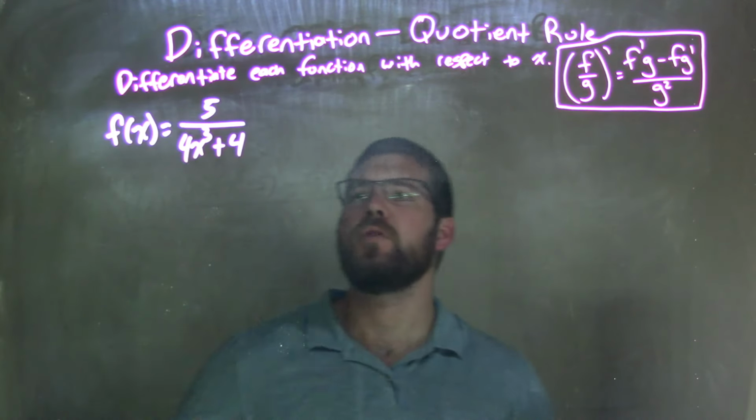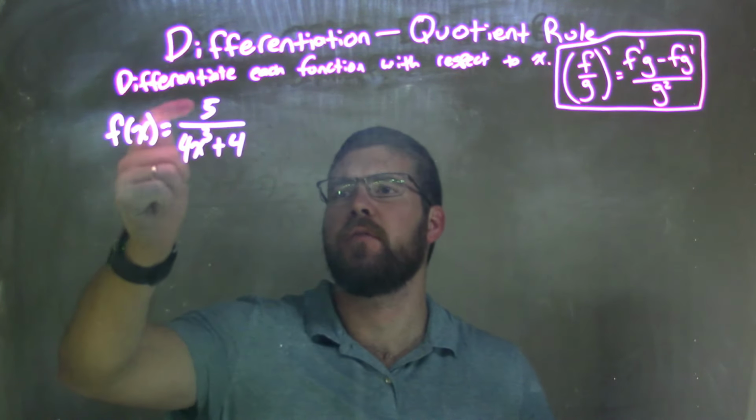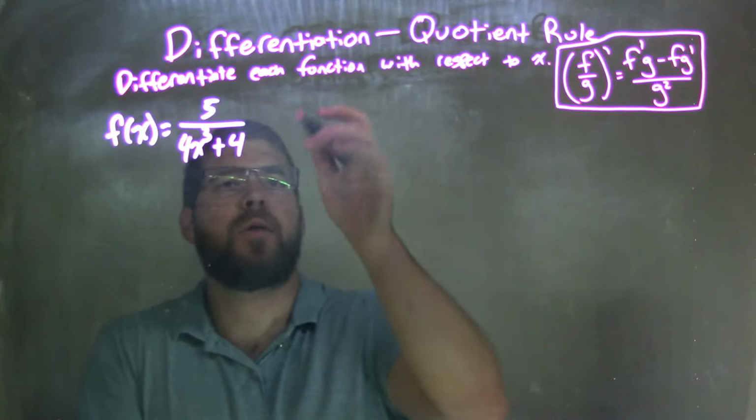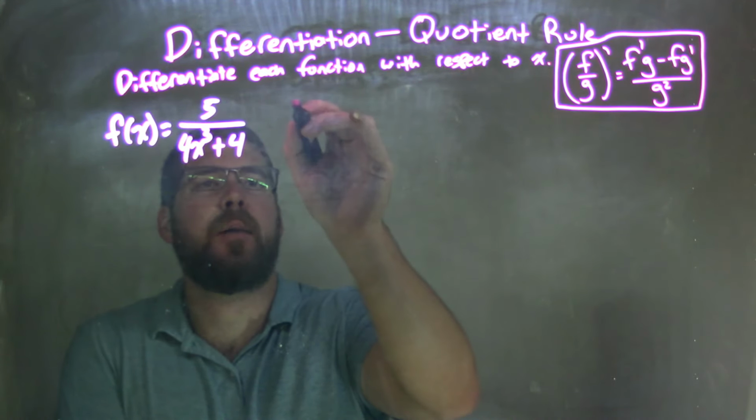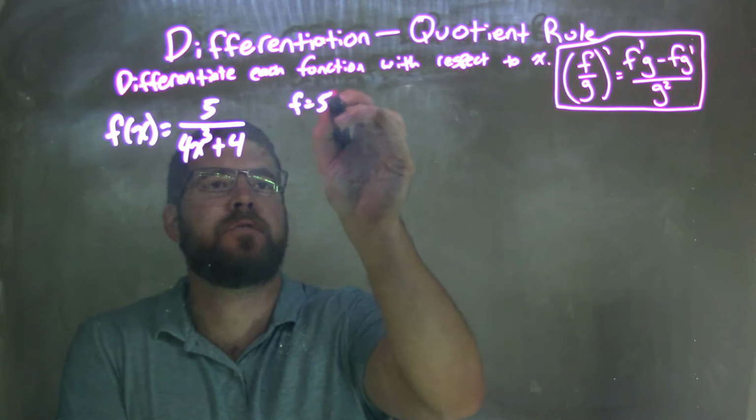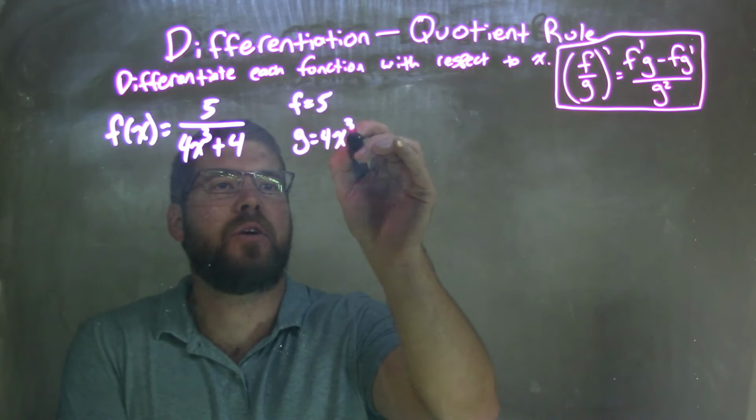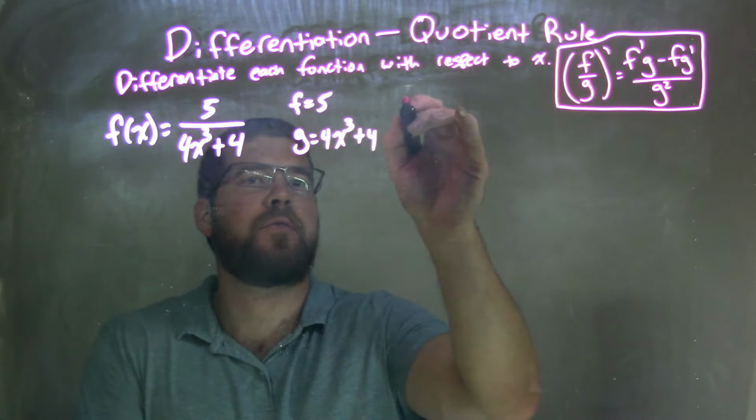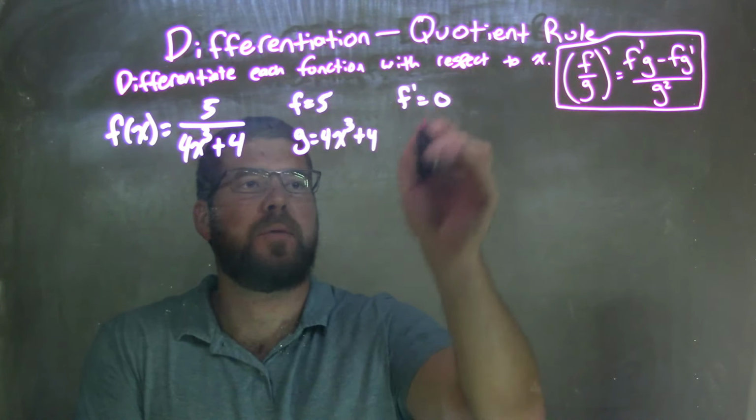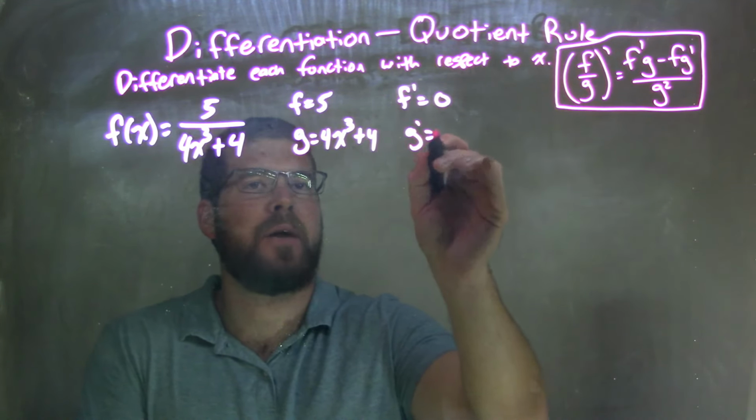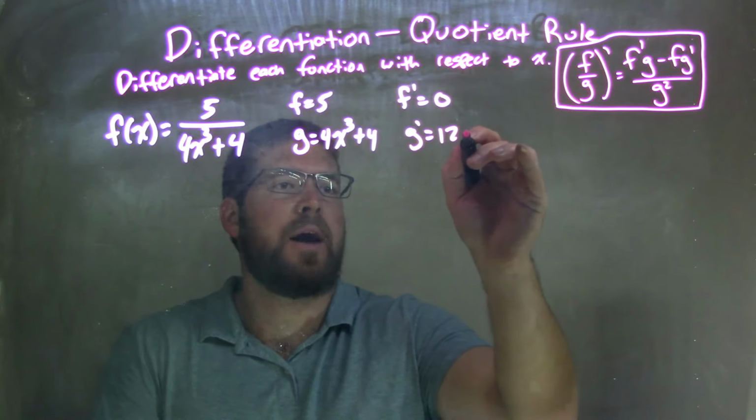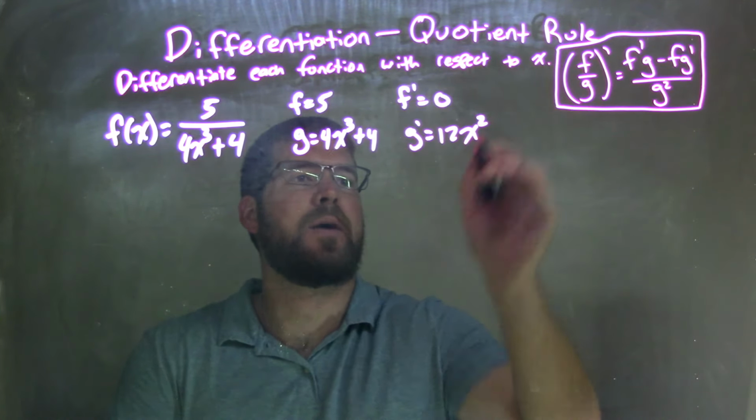Okay? Well, since I have a quotient function here, a function divided by a function, I'm going to apply the quotient rule. So I'm going to label the top part, the numerator, f, which is 5 here, and my denominator, g, which is 4x to the third plus 4. Then I'm going to find f prime. F prime is just equal to 0, and g prime is equal to, using the power rule, 12x squared.